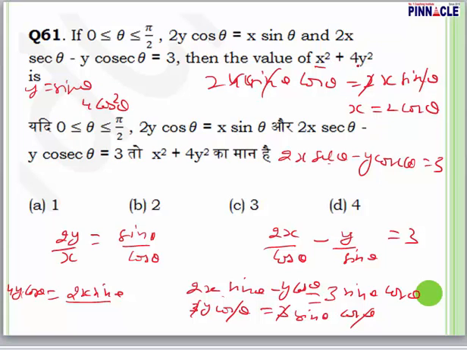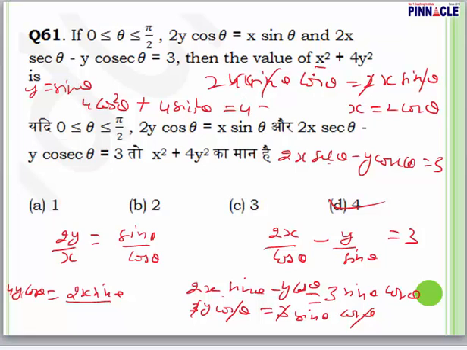X is equal to 2 cos theta, and x square would be equal to 4 cos square theta, plus 4y square, that is 4 sin square theta. Now 4 cos square theta plus 4 sin square theta would be equal to 4, because sin square theta plus cos square theta, if we take 4 common, then it would be equal to 4. Answer is 4.